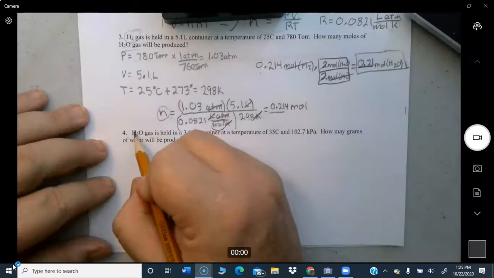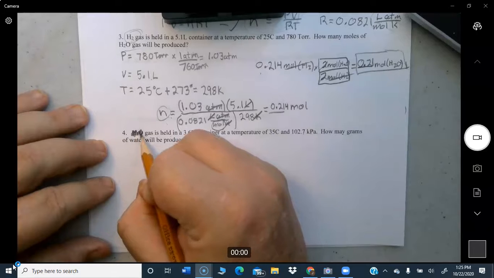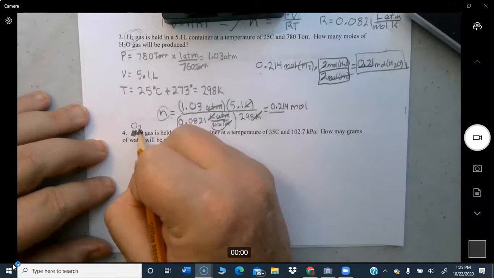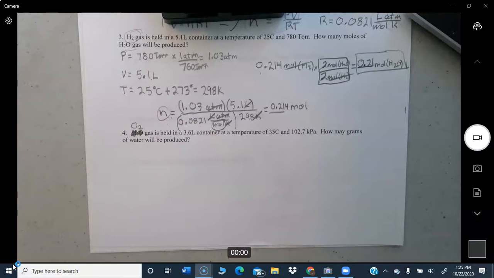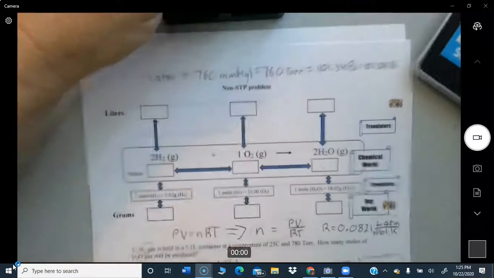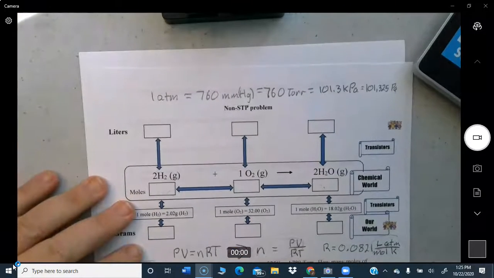It doesn't make sense. I'm going to change this. O2. Okay, so I'm going to change it from O2 gas. So I'll change that on the assignment. If you've already done it like this, that's fine. Go ahead and keep it. Okay, so we're going from O2 gas.